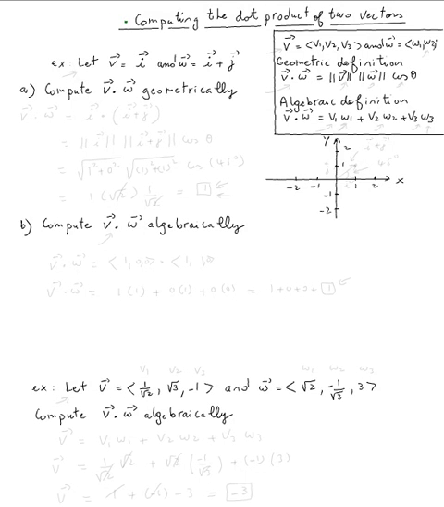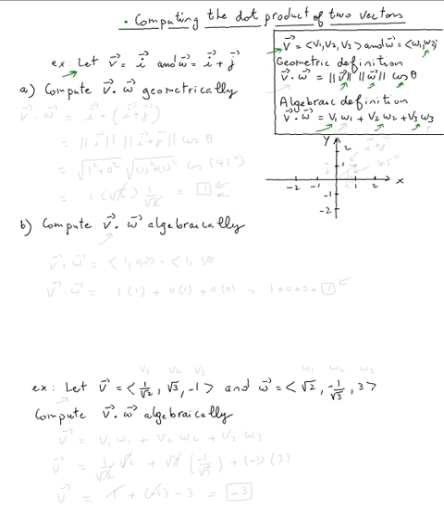The topic is computing the dot product of two vectors. So let's look at the definition. If we have two vectors, v equals v1, v2, v3, and w equals w1, w2, w3, then there are two definitions. The geometric definition: v dot w is the norm of v times the norm of w times cosine of the angle between them. And the algebraic one is v1 w1 plus v2 w2 plus v3 w3. It's really simple. So let's do this example.